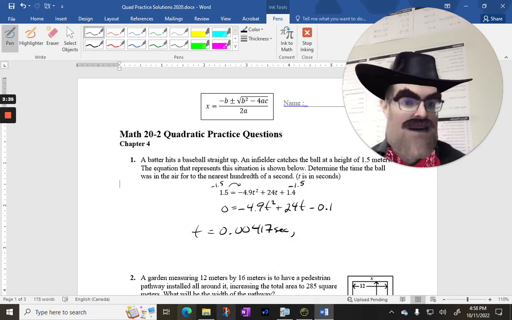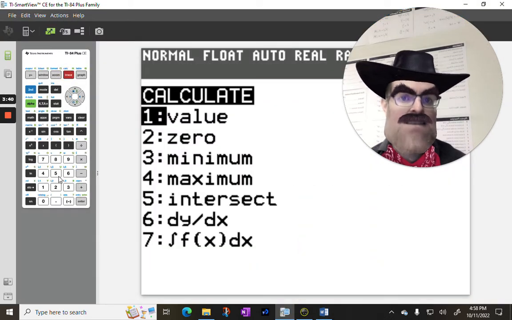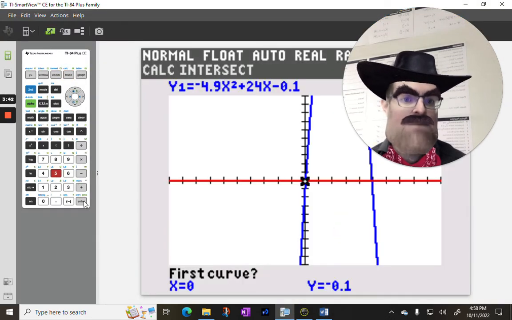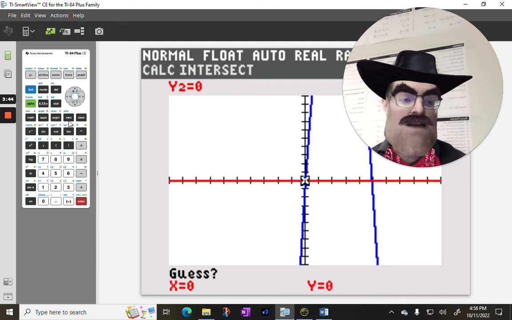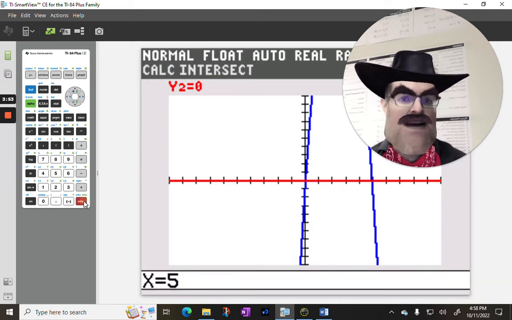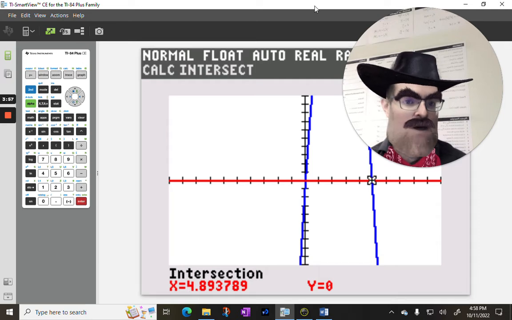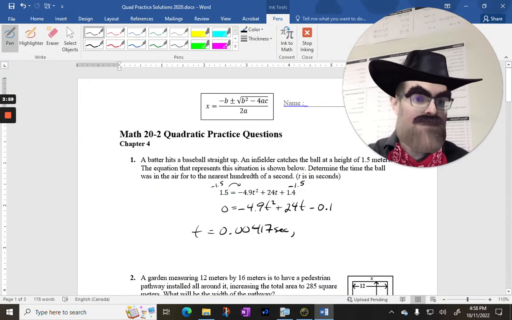All right, seconds, because t is in seconds. I'll put that there for now. I'll just reiterate that later. And then I'm going to do it again, second trace number 5, so intersect, enter, enter. As long as you have that 0 in the y2, enter, enter should work. Now we're here, it says guess, so I'm just going to count over 1, 2, 3, 4, 5. Let's type 5 in, see what happens. Oh, so I moved it off a little bit, so it's 4.89.